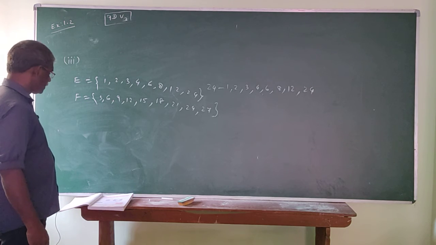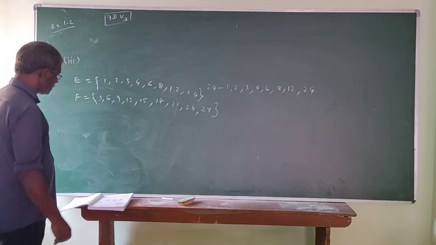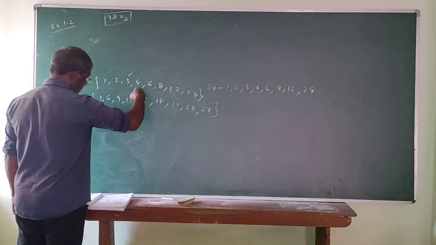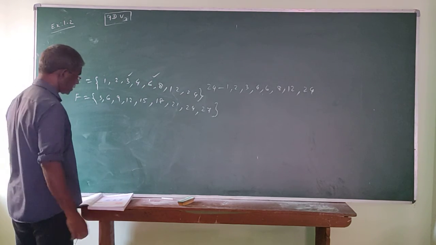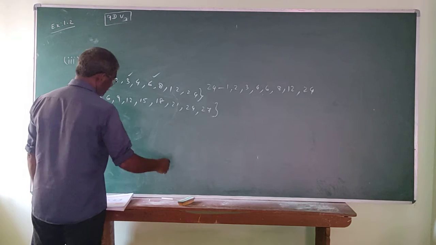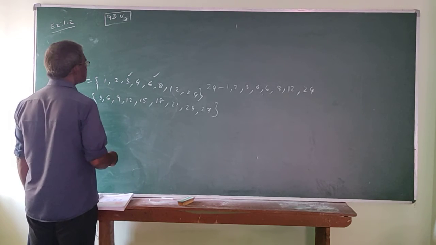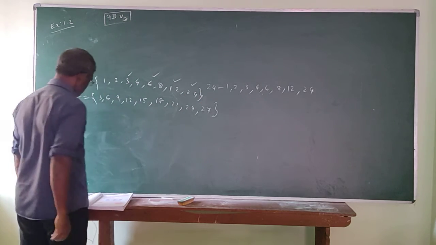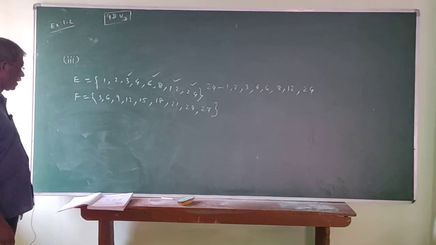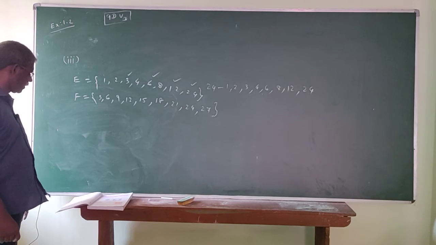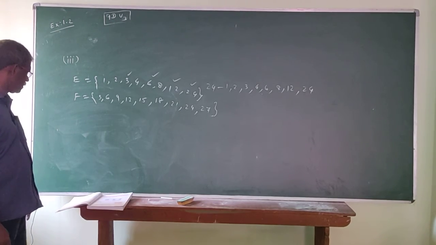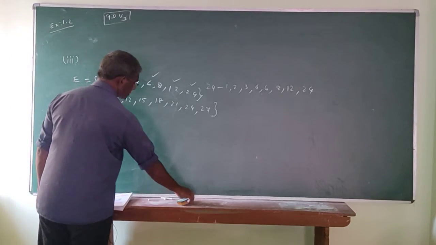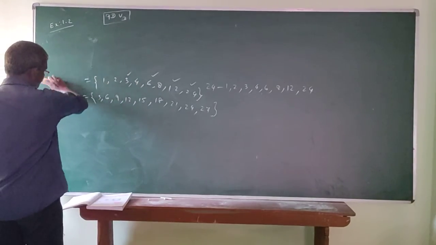So here, are there any common elements? 3 is a common element, 6 is a common element, 12 is a common element, 24 is a common element. So these two sets are overlapping sets. So question number 5 is over.